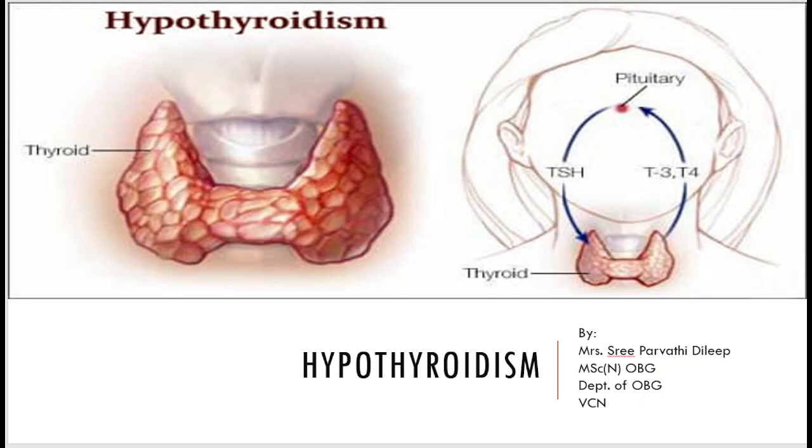Let us discuss one more important condition of medical surgical nursing, that is hypothyroidism. As you may know, the word hypo tells us that there is a deficiency or under secretion of which hormone? Of thyroid hormone. We have a butterfly shaped gland near the trachea, which is termed as thyroid.